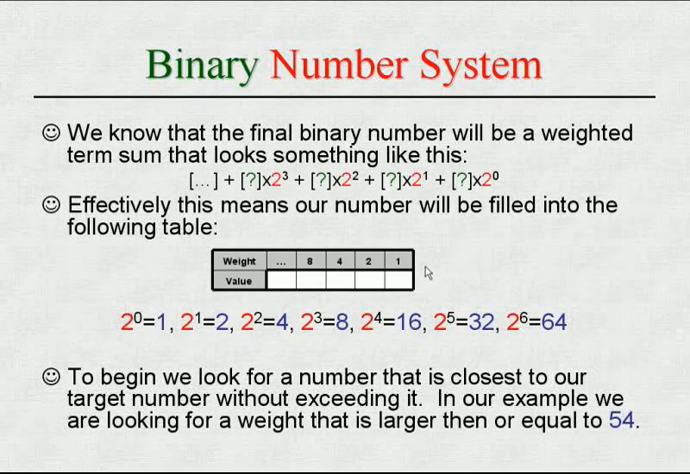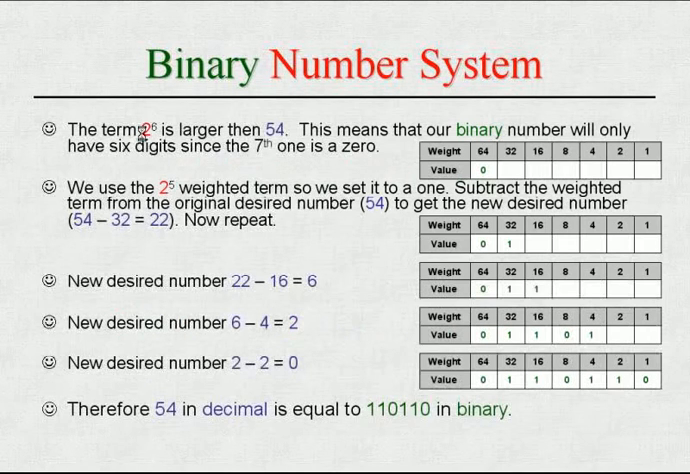To begin, we look for a number that is closest to our target number without exceeding it. In our example, we've chosen to work with the number 54. So we're looking for a weighted value that's close to 54, but not over 54. Well, if we look over here, 2 to the 6 is larger than 54. So we know we're not going to have that one, so I put a 0 in here. 2 to the 5 is equal to 32. So that's less than 54, so we'll put a 1 right here.